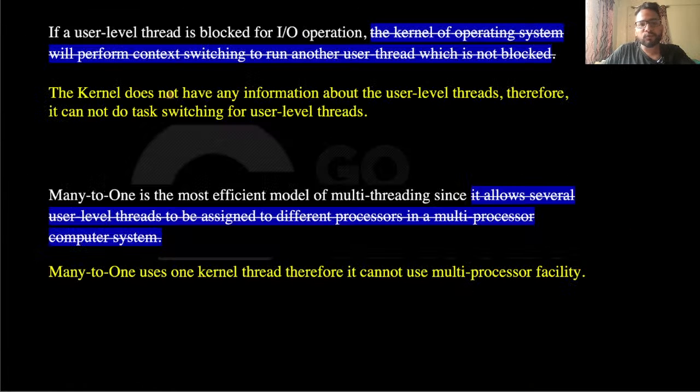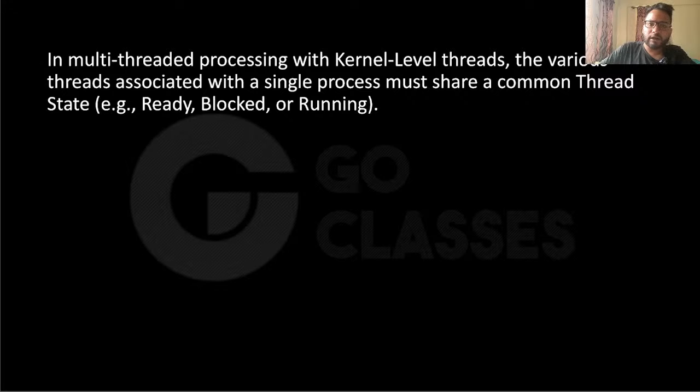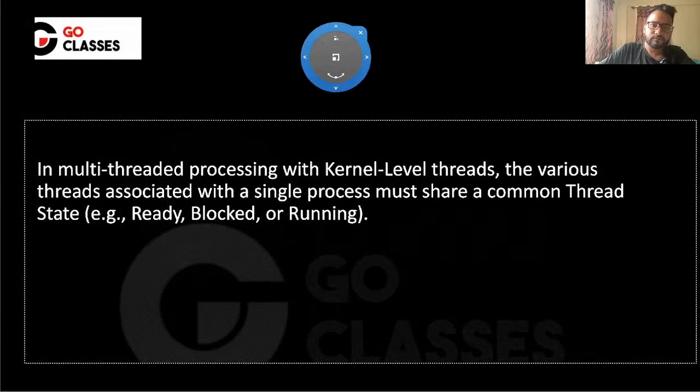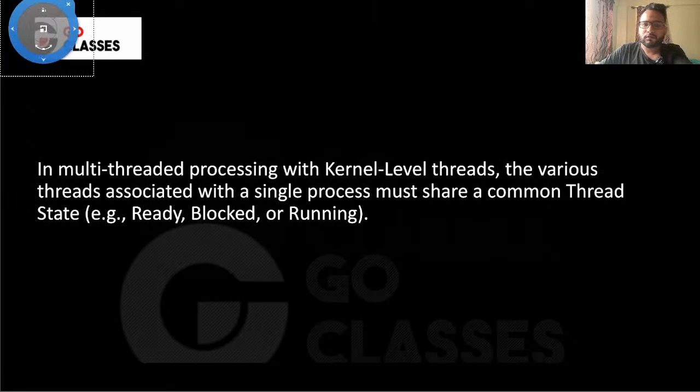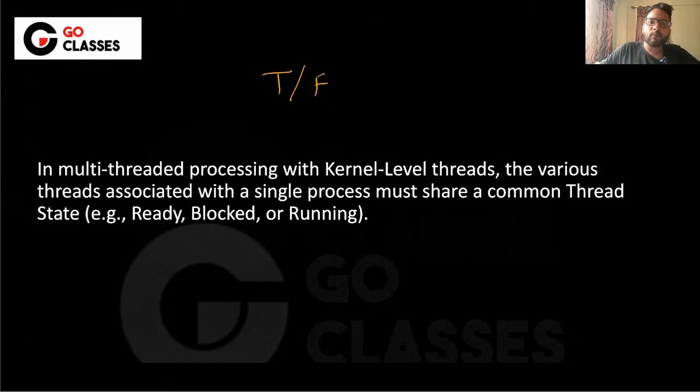Great. Let's move further. So I think these were the answers of the previous questions. Both are false basically. Now let's just answer this question. Tell me whether this is true or false. In a multi-threaded processing with kernel level threads, the various threads associated with the single process must share the common thread state. So if one is blocked, then all must be blocked. If one is running, then all must be running. Should it be true or false in the kernel level?